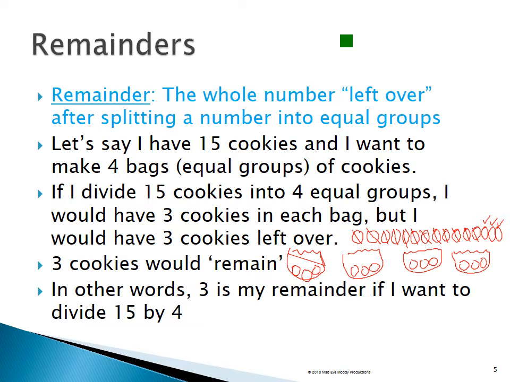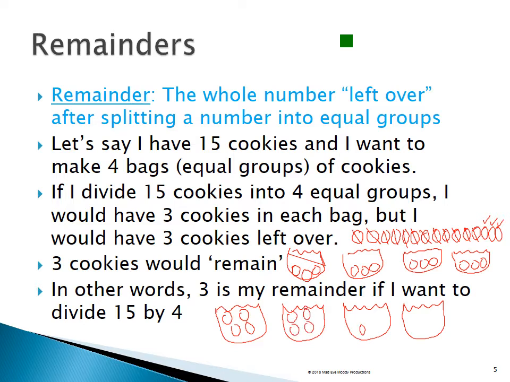So in other words, if I have 15 cookies and I'm putting them in 4 bags, and I want equal numbers in my bags, each bag is going to have 4 cookies, but then I will have 3 cookies left over. So 3 will be my remainder if I want to divide 15 by 4.